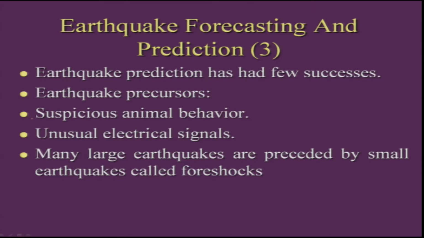Then many large earthquakes are preceded by small earthquakes called foreshocks. Before a major earthquake, there will be a series of small magnitude earthquakes termed foreshocks. If you closely monitor this, you can try to predict that there may be a bigger event in this particular region or along a particular fault line. But the unusual animal behavior, unusual signals and all that are short-term predictions. The window in which we can predict is very short, and you will have to monitor earthquakes very precisely using high resolution seismometers.